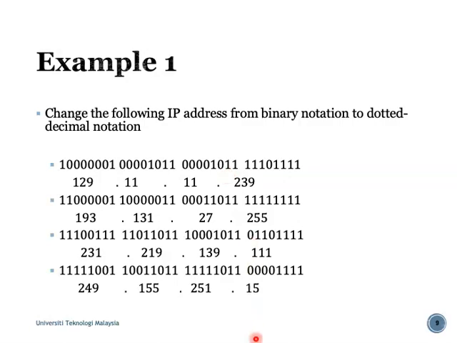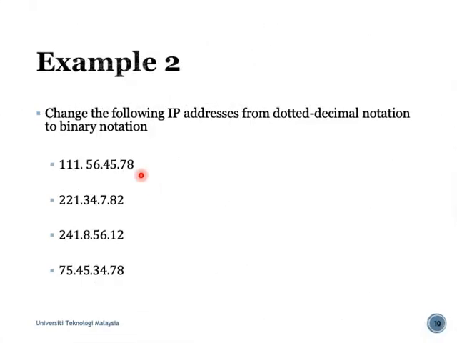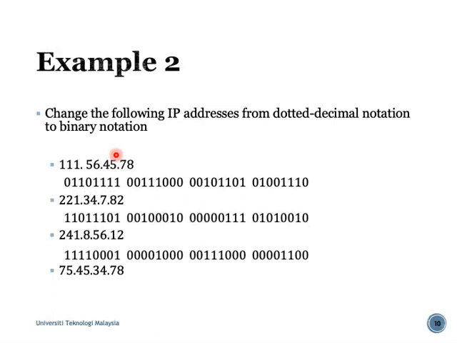The next example here, change the following IP addresses from dotted decimal to binary notation. So for this you have to know how to convert decimal numbers to binary notation, which is quite a lengthy process. So this is the answer.